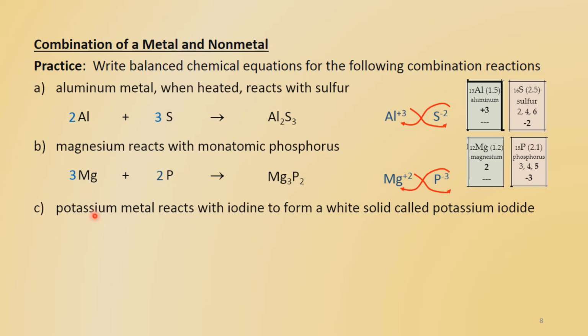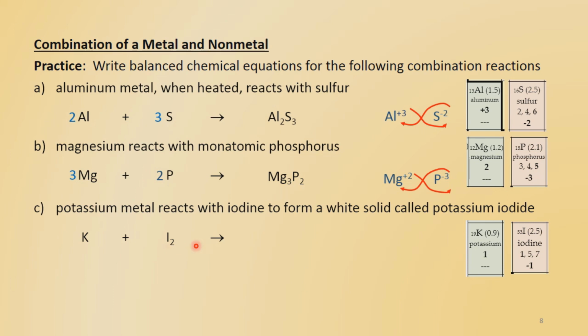Last example here is potassium metal reacting with iodine to form potassium iodide. What are the symbols of potassium and iodine? Well, K is the symbol of potassium, and I is the symbol of iodine. So I can write K plus I2. And you must remember that iodine is one of the 7 diatomic elements. It exists in bonded pairs of atoms, so write I2.